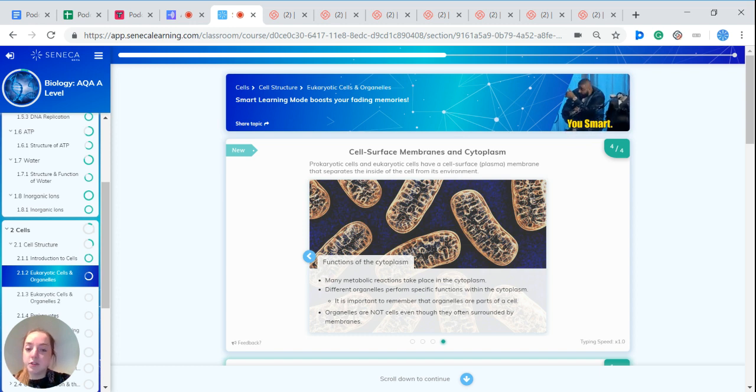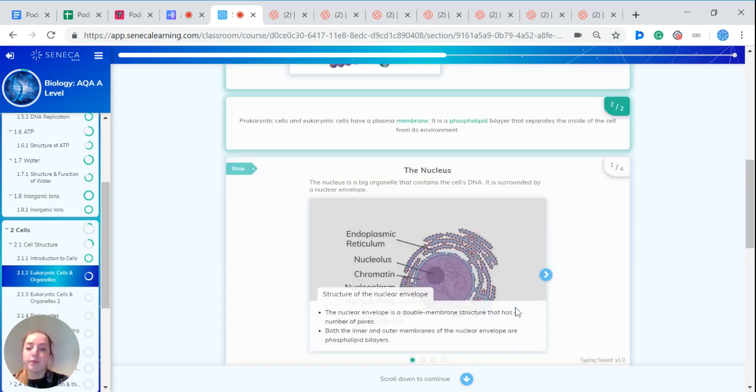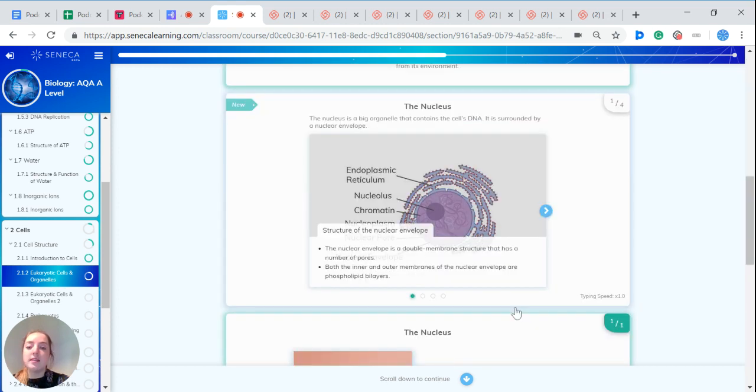It's important to remember that organelles are parts of cells. Organelles are not cells, even though they are often surrounded by membranes. The nucleus is a big organelle that contains the cell's DNA, and it's surrounded by the nuclear envelope. The nuclear envelope is a double membrane structure that has a number of pores.